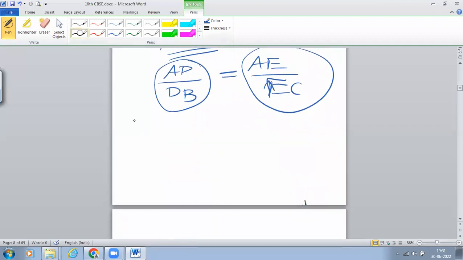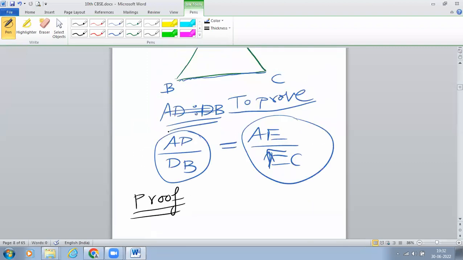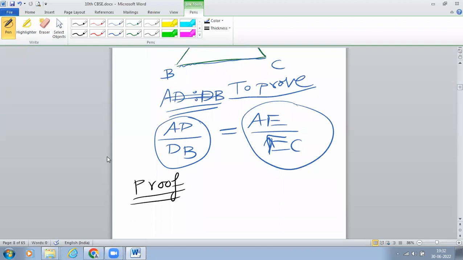So please all of you write the topic 'Proof'. First you have to write the title, that is basic proportionality theorem or Thales theorem. Just below the title you have to write the statement of the theorem, and below the statement you have to draw the triangle, and next to the drawing, we have to write 'To prove': AD by DB is equal to AE by EC.